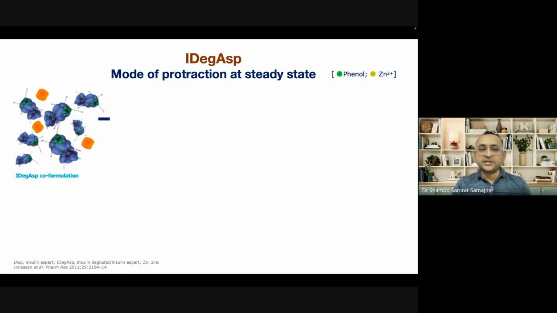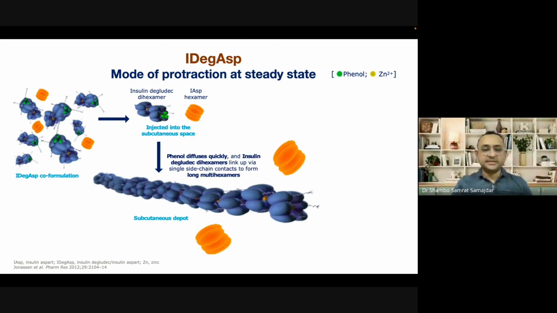We can see the IDegAsp co-formulation injected into the subcutaneous space. So there will be one part aspart hexamer and another part degludec dihexamer.